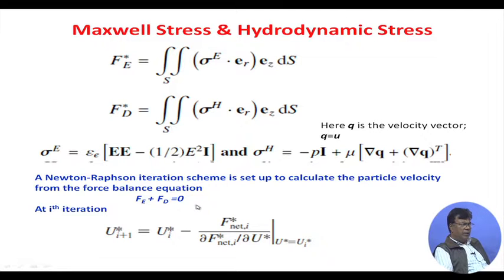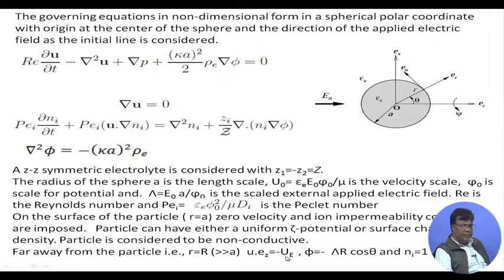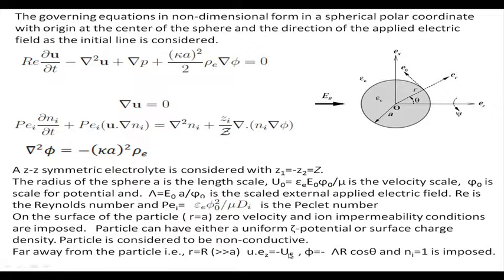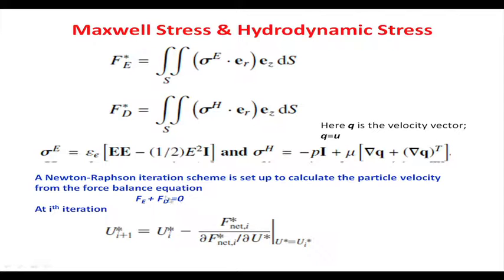Now, the procedure normally followed is that this boundary condition u e we cannot put here, because u e is not known. So, what we do is an iterative process. You solve this iteratively: start with an initial approximation, some initial guess, for the electrophoretic velocity u e, and through that we compute this F e and F d.